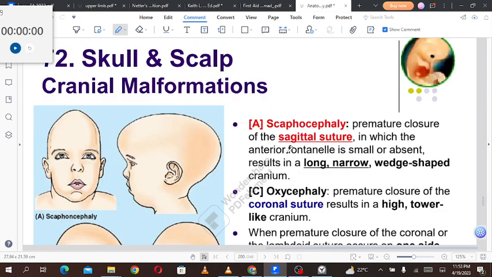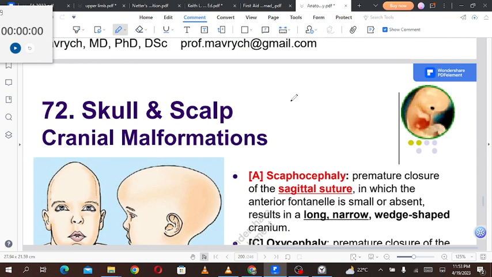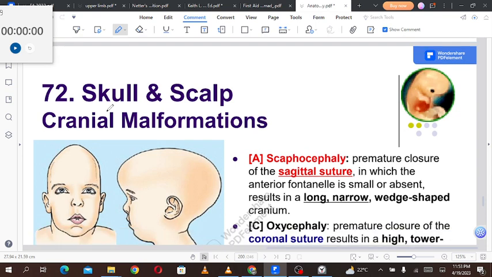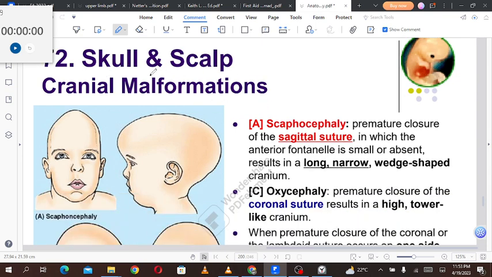Now we are done with the upper limb, lower limb, abdomen and pelvis. Now we are going to talk about the points from 72 to 100. There will be points about head and neck anatomy. I guess neuro is also included in them. Skull and scalp, cranial malformations.